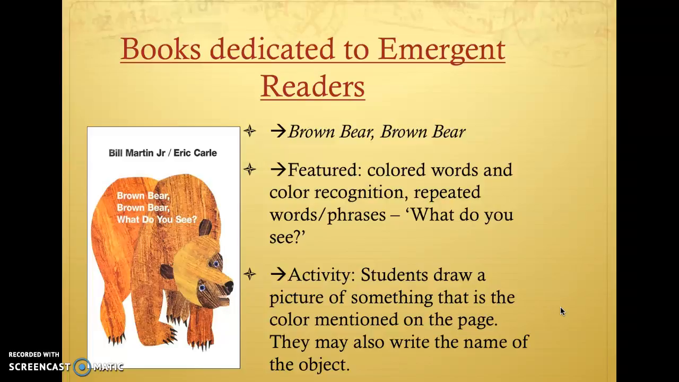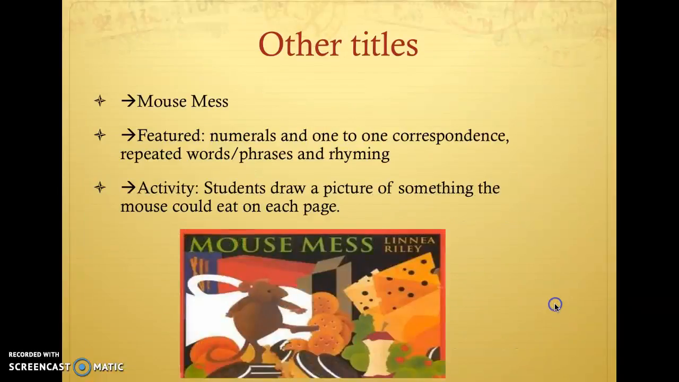So Emergent Reader books, Brown Bear, Brown Bear. Again, this is something that I'm sure you use in your classroom. Children can draw a picture of something that is the color mentioned on the page. So in this book, it's brown bear, brown bear, what else is brown? Could they draw something else that they identify as brown? And then color that, and you write the word underneath the picture.